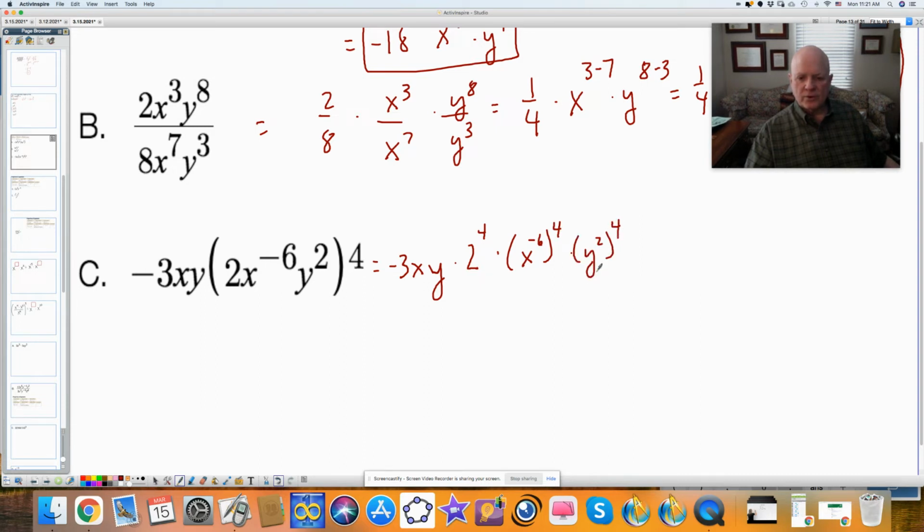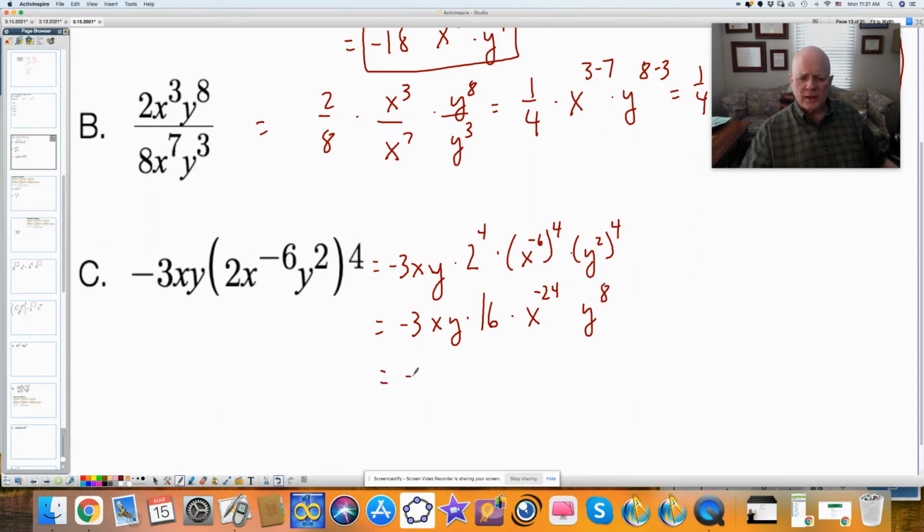Now I've got these powers of a power. So before I combine all the like terms, I'm going to get rid of those. How do you do that? You multiply the exponents. So we have 2 to the 4th. It's 2 times 2 times 2 times 2. That's 16. I'm just going to multiply that out. So here we have x to the negative 4, negative 6 times 4, which is negative 24. Y to the 2 times 4, which is 8.